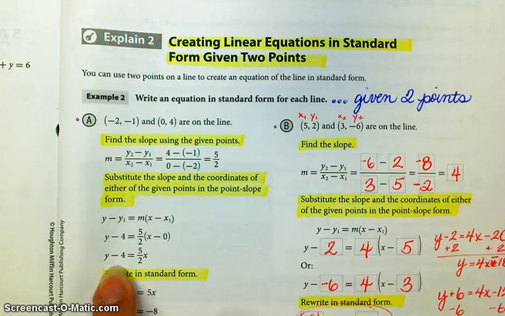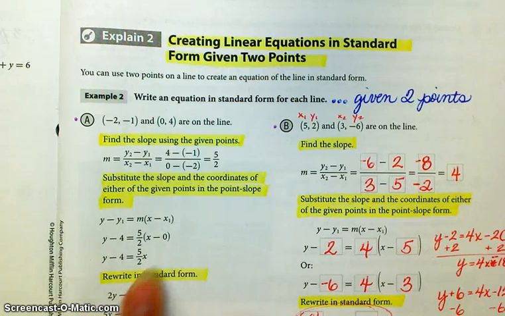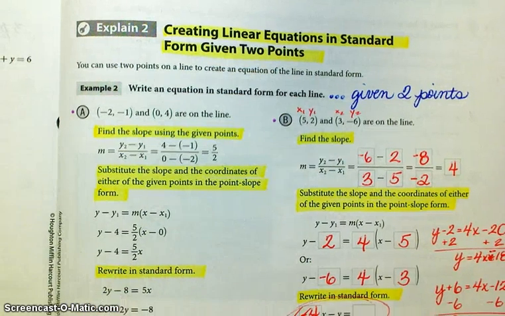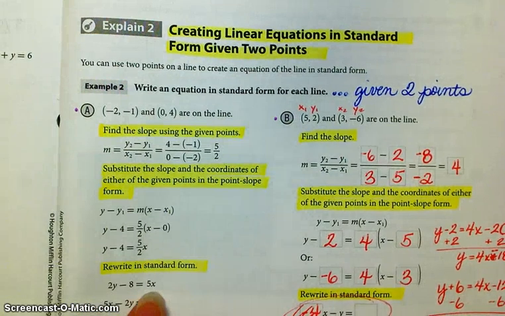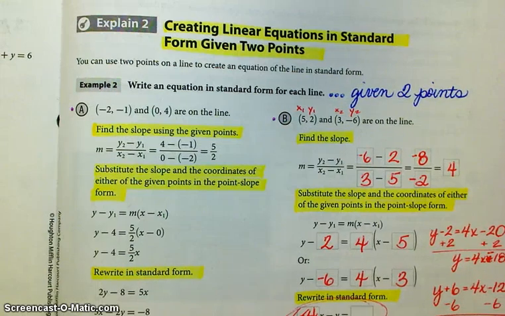So in this case, you would just have to move the y over here. Okay? And then what they did is they got rid of the fraction by multiplying everything by 2 so that they have whole numbers instead of fractions. Okay?